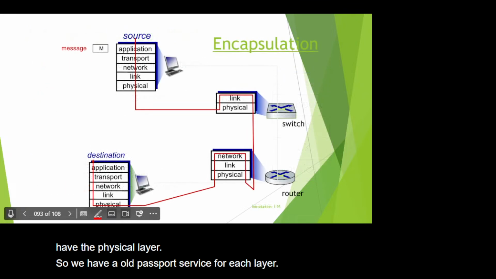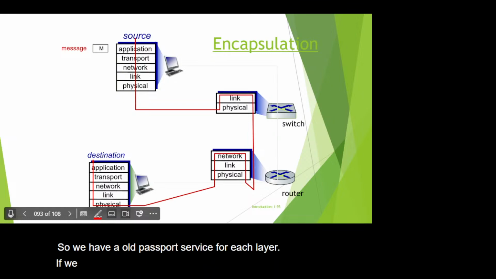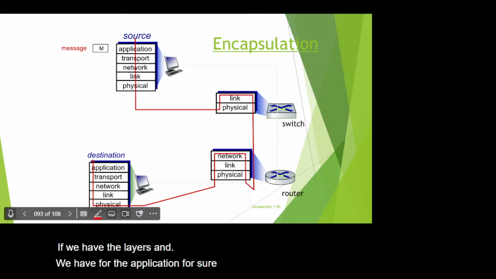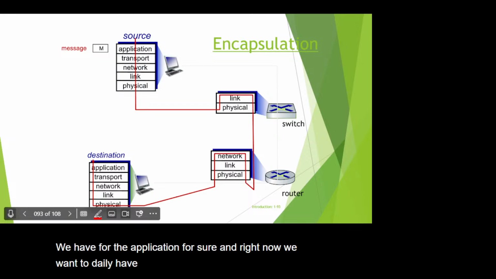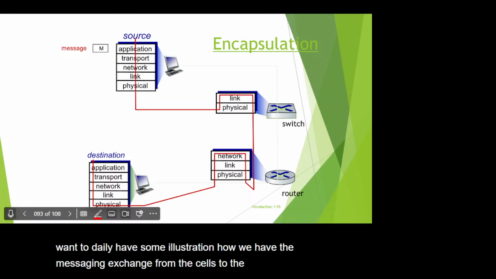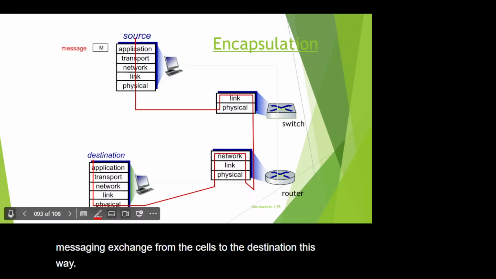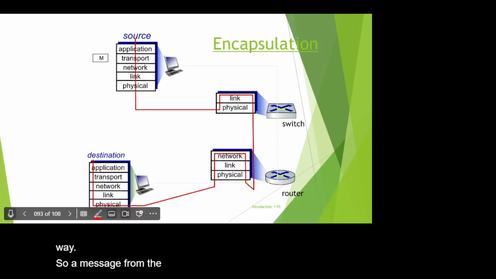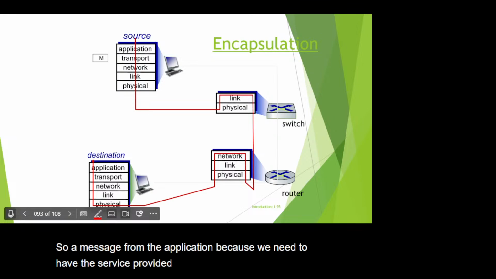Well, if we have the layers, and we have the application for sure. And right now, we want to have some illustration of how we have the message exchange from the source to the destination. This way. So a message from the application, because we need to have the service provided by the lower layer. It's the transport layer for the current one.